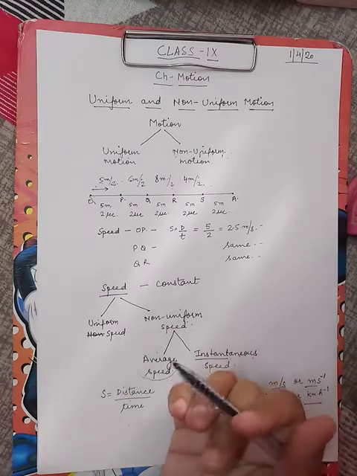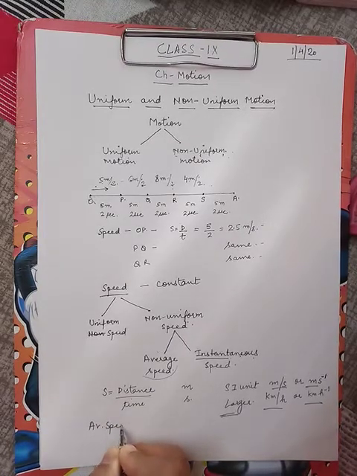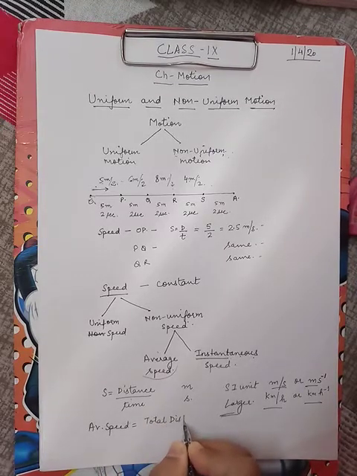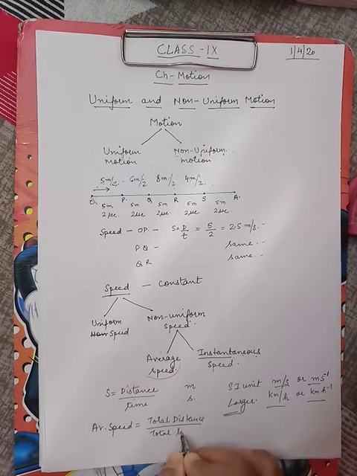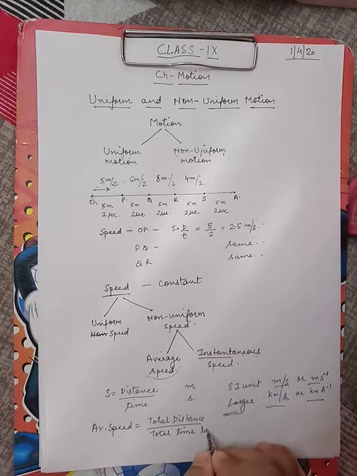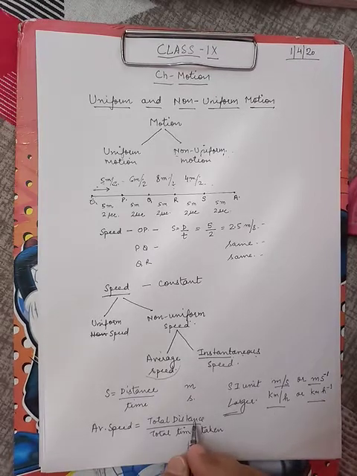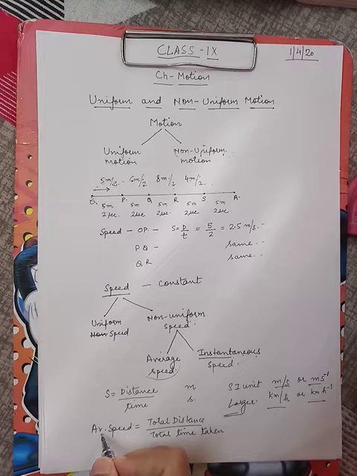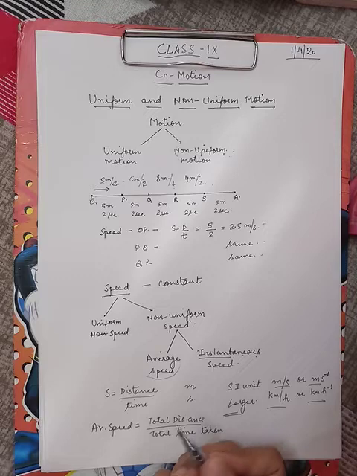We use the formula, and that formula says that average speed is equal to total distance divided by total time taken, the total time taken by that object to travel that distance. Suppose the total distance is 300 kilometers and the total time taken is 6 hours. Then the average speed will be found using this formula.